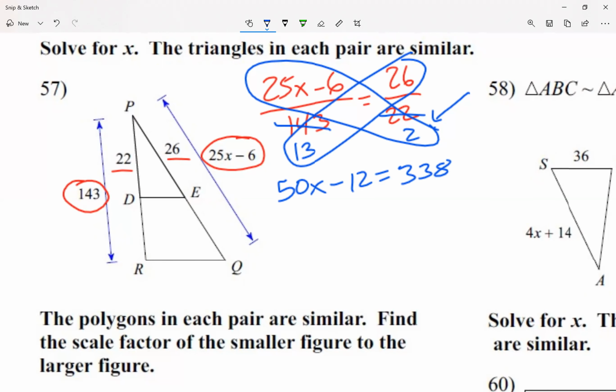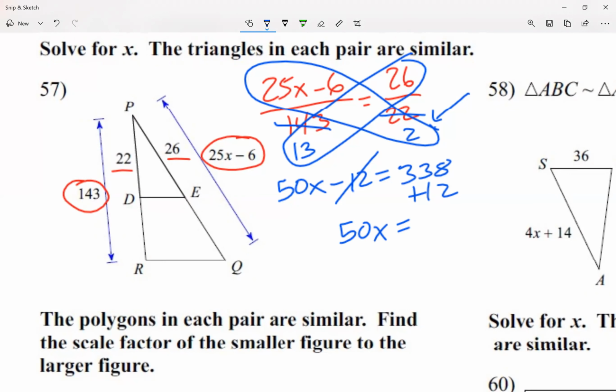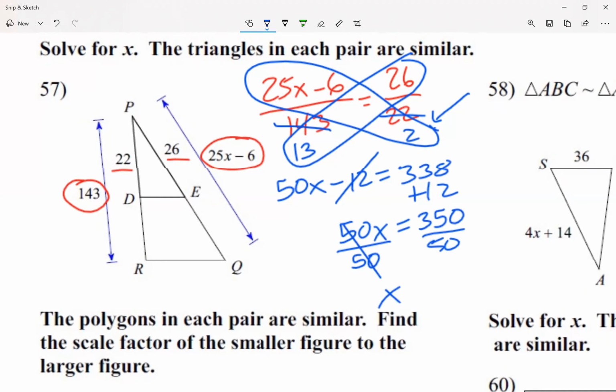Okay, to get the 50x by itself, this minus 12, let me go here as a plus 12. Don't forget to switch the sign. So then I have that 50x equals, now 338 plus 12 is 350. Let me divide both sides by 50 to get the x by itself. 350 divided by 50 is 7.